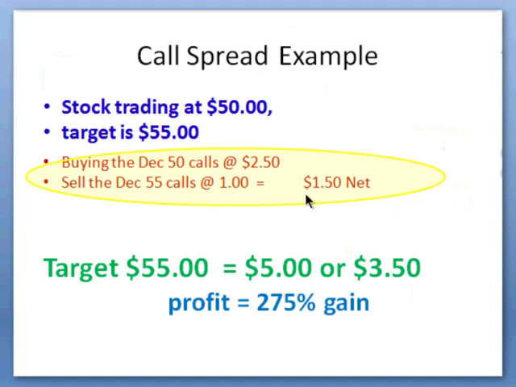The benefits are the leverage is better, your break even is lower, where the break even on the calls outright, the price of the stock had to go to $52.50 just so you could get your money back at $2.50. Whereas on the spread, it only had to go to $51.50 to get the $1.50 you had involved. So your break even is lower, and then on top of that, you've got less money at risk if the trade doesn't work out.